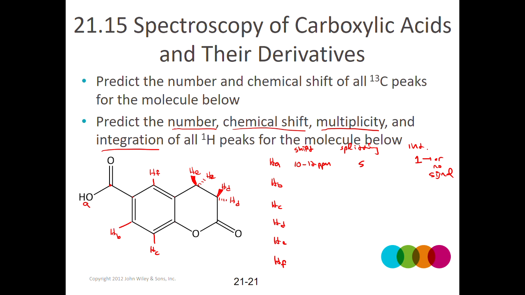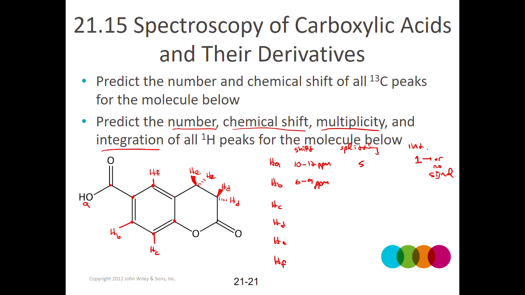HB is on an aromatic ring, so I expect its shift to probably be between 6 and 9. What would its splitting pattern be? When a proton is on an aromatic ring, it can be split by protons on the very next carbon away, or protons one more carbon away as we go around. It shouldn't be split by anything that's para to it, so anything that's on the ortho or meta position.